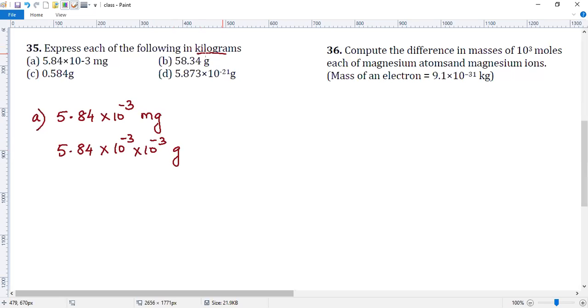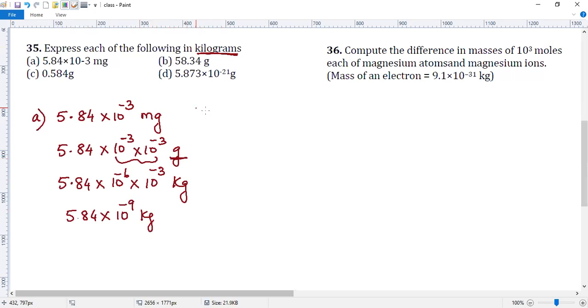But the question asked is you have to convert it into kilograms. When you convert grams into kilograms, what will you do? You will add a further 10 power minus 3. Already 10 power minus 3, 10 power minus 3, when you merge it, it will be 10 power minus 6. Converting grams to kg, you bring in another 10 power minus 3. So you can write it in kg. So what is the answer? 5.84 into 10 power minus 9 in kilograms.